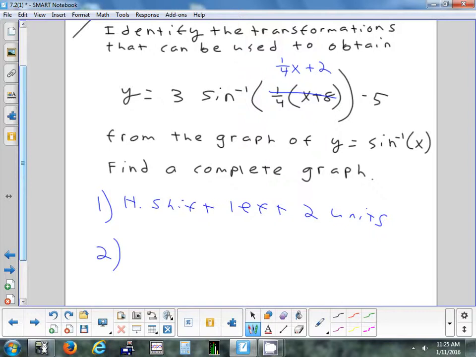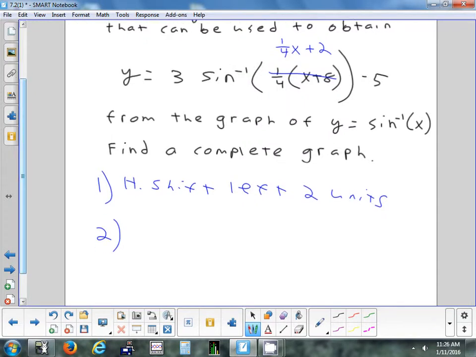Okay, second thing, and I'm going to ask you to write this one both ways, because you don't know which way I'm going to write it on the test. Okay, what's one way you could say the second thing? Yep, you could say horizontal stretch by factor of 4, and I think that's how I would word it. The other way is a little weird. It's a horizontal shrink by a factor of 1/4.